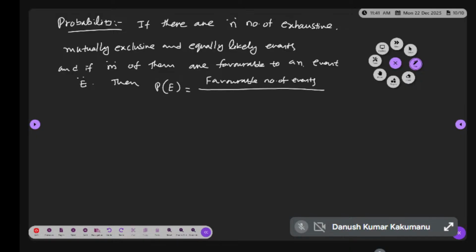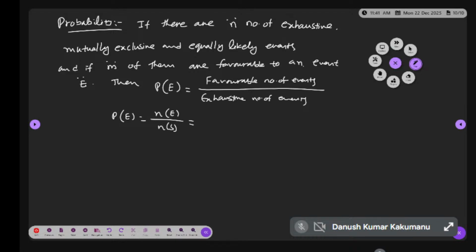But what is the technical word we are using for the total? Till now, what are the definitions? Exhaustive number of events. Exhaustive means total number of outcomes. Exhaustive is the technical word we are using for the total number of possible outcomes. So that is represented as P of E. P of E is equal to N of E by N of S.